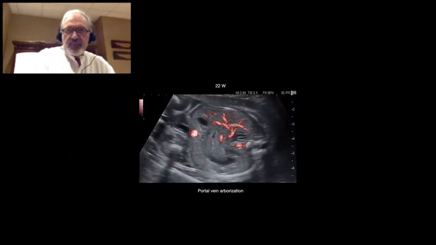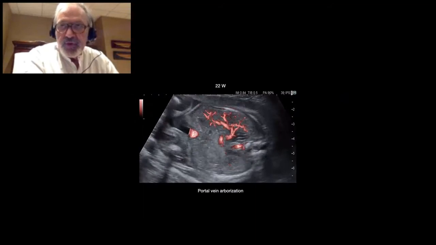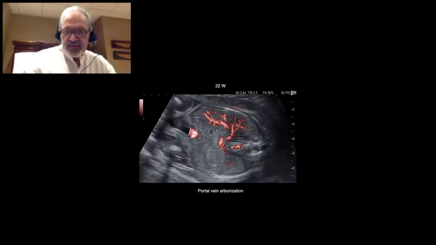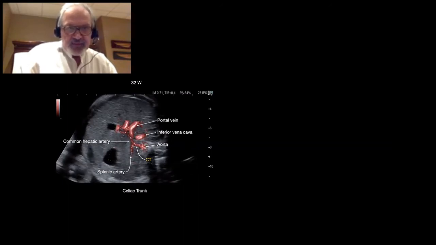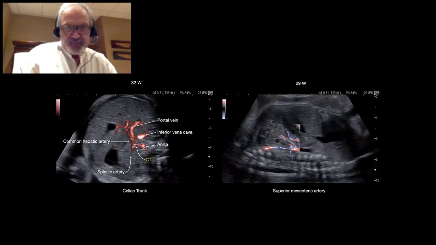Here we have the portal network at the lower part of the liver. And you can see we have a good definition for the flow. Here we have a celiac trunk coming from the aorta, and as you know, the celiac trunk bifurcates in two branches, on the left with the splenic artery, and on the right with the common hepatic artery. We can also recognize the inferior vena cava and the portal vein.